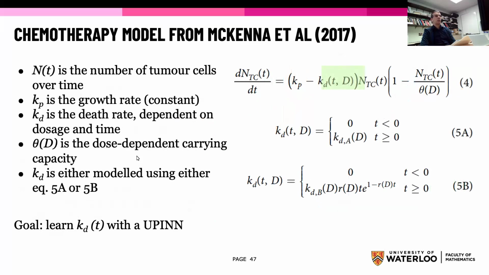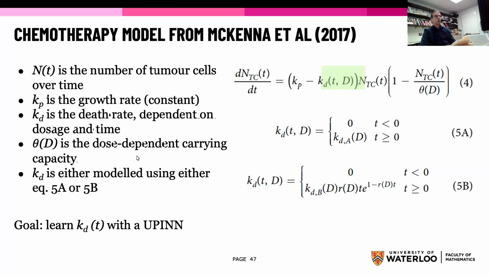This is the model that they developed for doxorubicin treatment. The ODE models the time-dependent death rate KD in 2 different ways: equation 5A and 5B. They fit parameters using these 2 forms of KD, and they use a weighted combination of the 2 models for the final prediction. So some of them are treated with KA and then KB, and then they did this weighted combination.